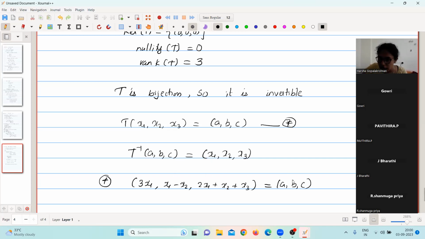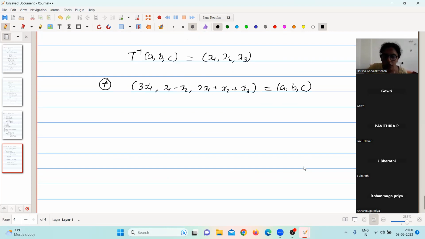For that, we need to solve each of the 3 equations. So, from here, what we can write is 3x1 equal to A and x1 minus x2 equals B, and 2x1 plus x2 plus x3 equals C. Since 3x1 equal to A, what is x1? It is A by 3.